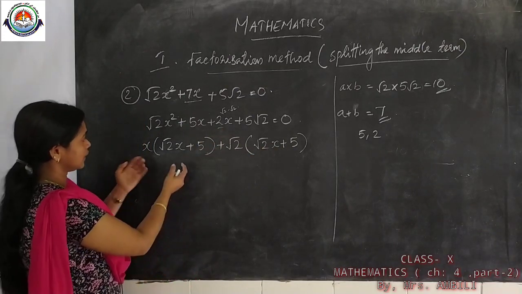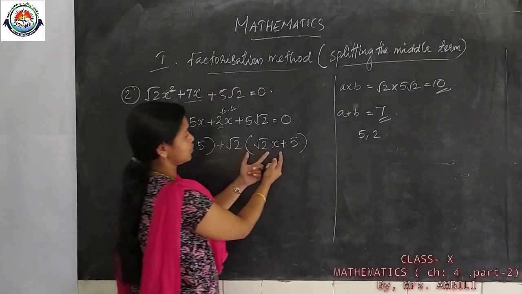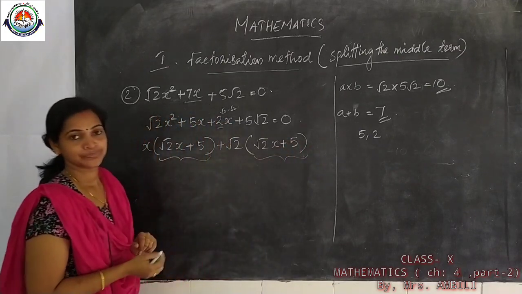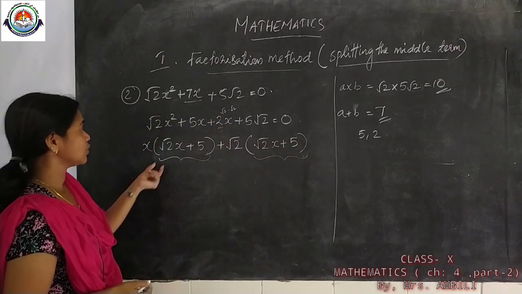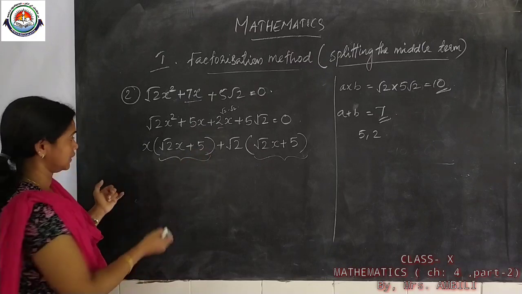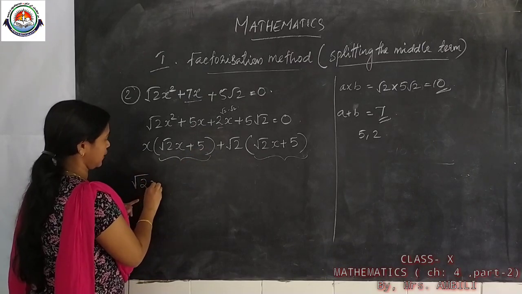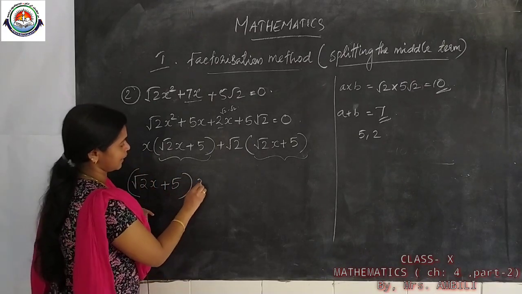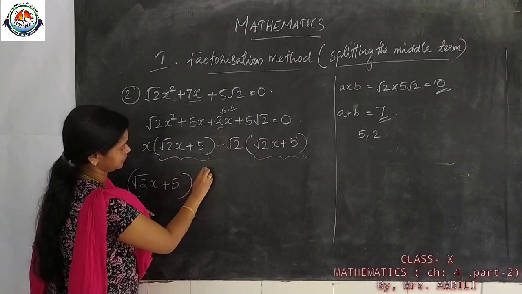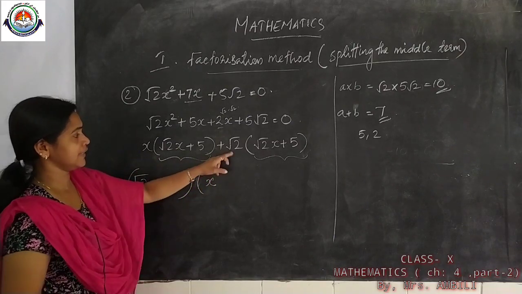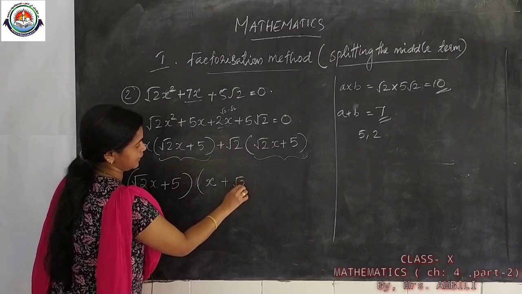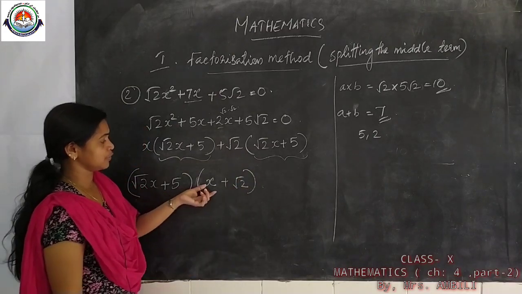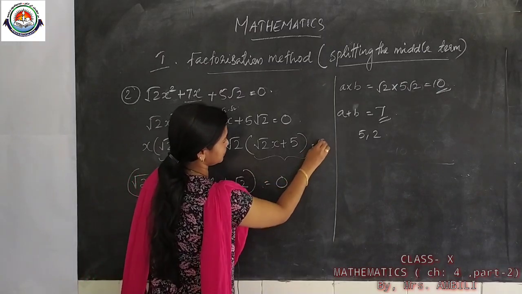Okay, so look here, root 2x plus 5 and root 2x plus 5 is common. So again we can take root 2x plus 5 as common factor. So we can write here root 2x plus 5. What is remaining here? X is remaining. Then what is remaining here? Root 2 is remaining. So now we got root 2x plus 5 into x plus root 2 equal to 0.